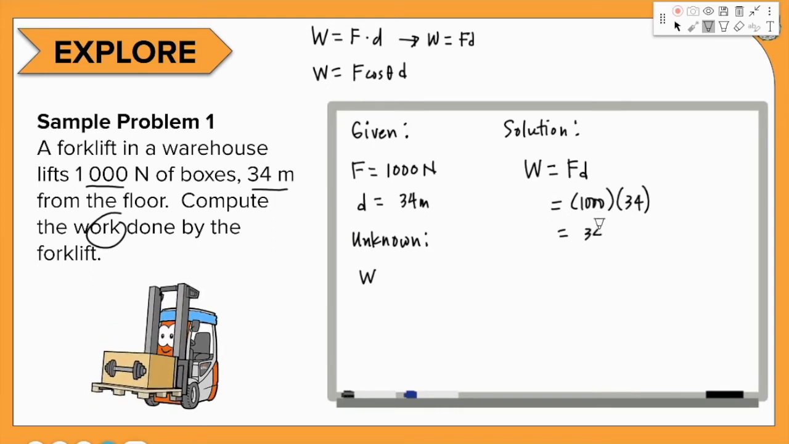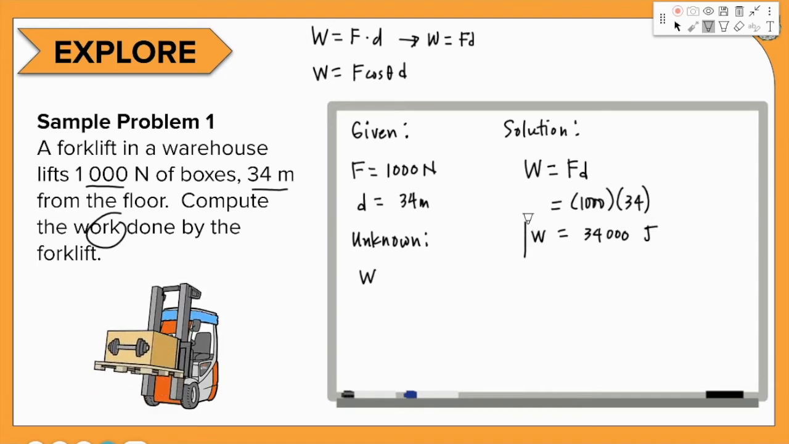That's 34,000. We don't need a calculator for this. So that's work. And then recall that the unit for work is the joule. Okay, joule. The symbol is J. And then just box your final answer. And then we are done with problem 1.